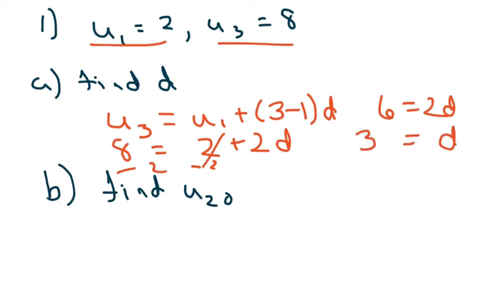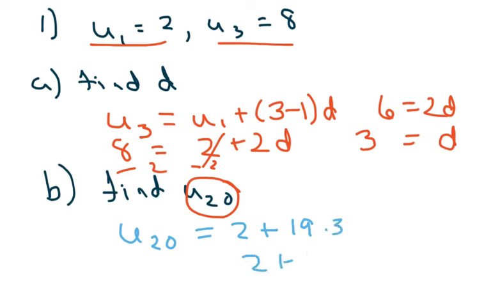And then we need to find the 20th term. So u_20 equals my first term plus 19 times d, which is 2 plus, and I already worked these out. As you add all that up, basically I already just put it in the calculator, that equals 59. So that's your 20th term.